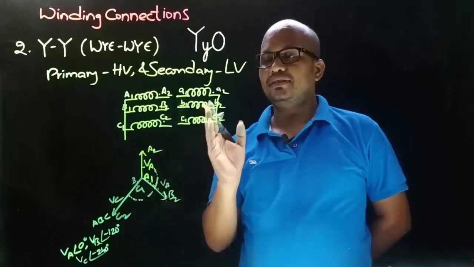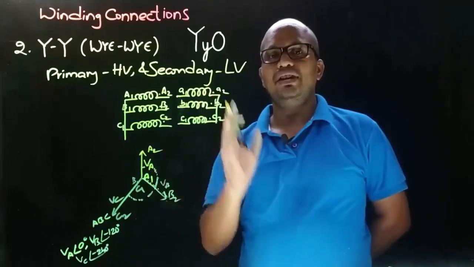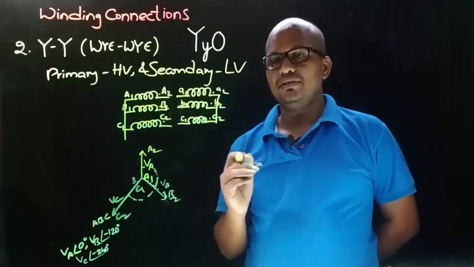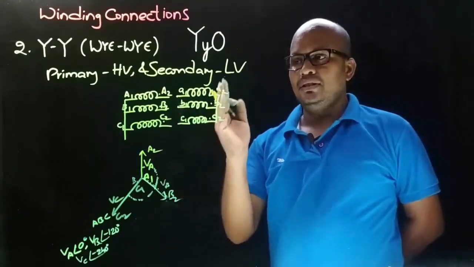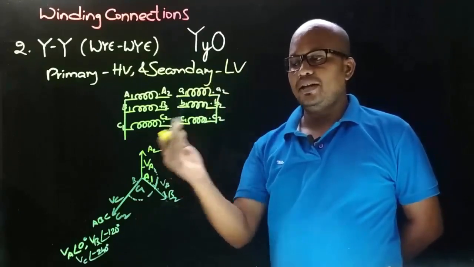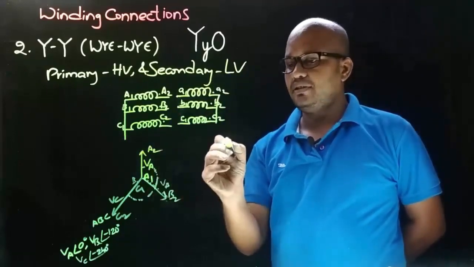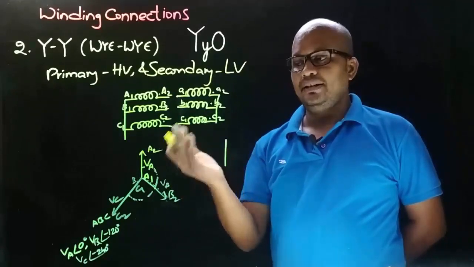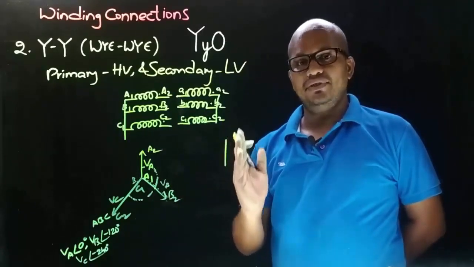And now let's draw the phasor diagram for LV side winding connection. So LV side phasors are drawn parallel to primary side phasors. So first let's draw the secondary side VA phasor parallel to primary side VA phasor like this. And now we need to decide the direction of secondary side VA phasor.